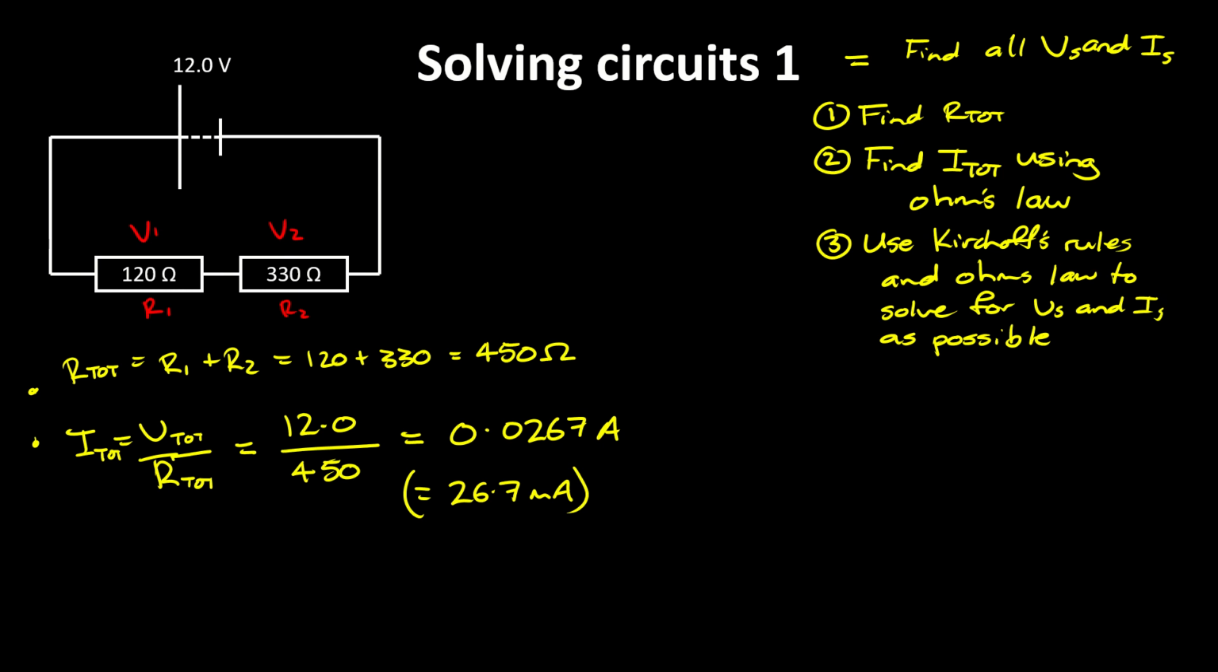Now, we know that the total current here is 0.0267 amps. And because we know this is a series circuit, we know that that current is going to be the same everywhere. Okay? So we could actually use that to calculate V1, sorry. We could calculate V1 using Ohm's law, except remembering that because it's Ohm's law, we've got to use I1 and R1. But I1 is the same. Okay, so it's 0.0267, and we've got to use this resistance, 120 ohms. So 0.0267 times 120 is 3.2 volts. Okay.